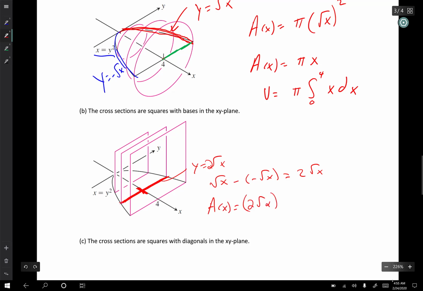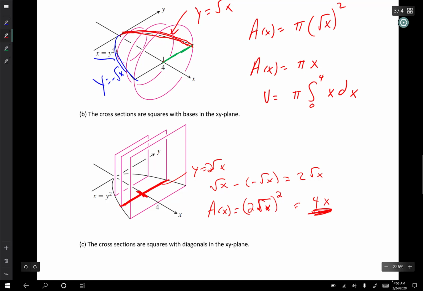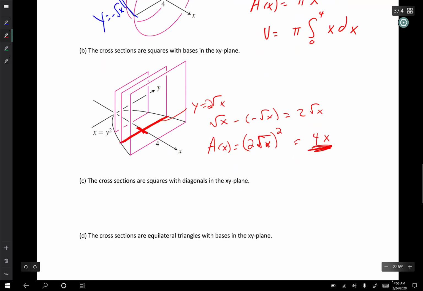Area of a square is side times side. So 2 square root of x is one of the sides, and you just square that. And that really is how simple it is, guys. So when I square it, 2 times 2 is 4, and then square root of x times square root of x is x. The hardest part really is algebra, guys. If your algebra is weak, we're going to have a hard time. So please, please, please brush up on your algebra.